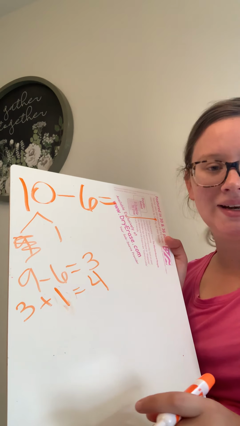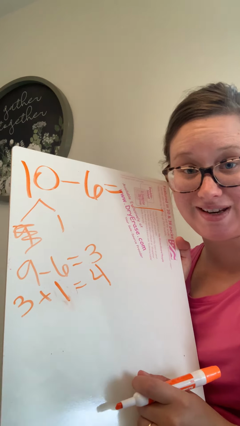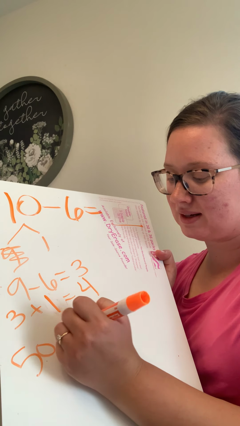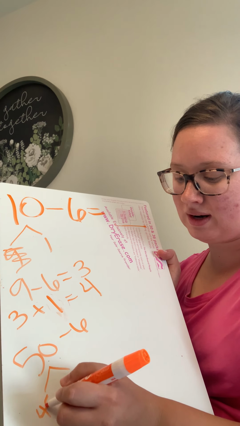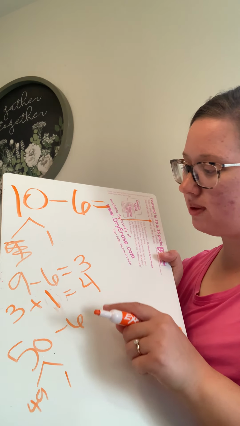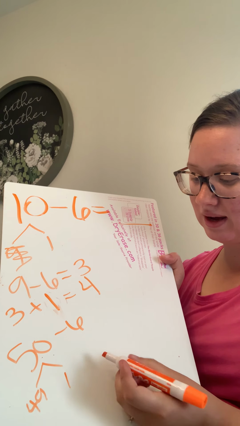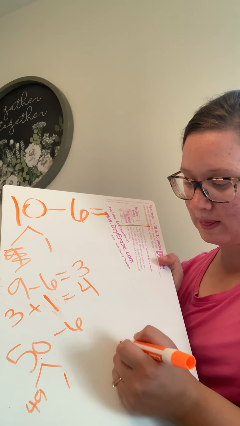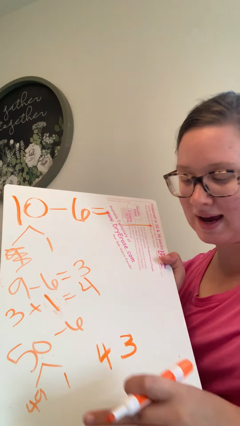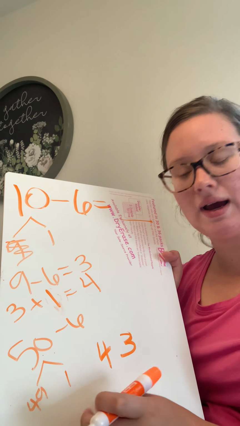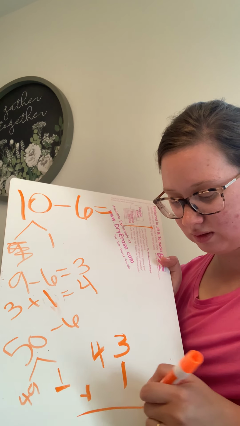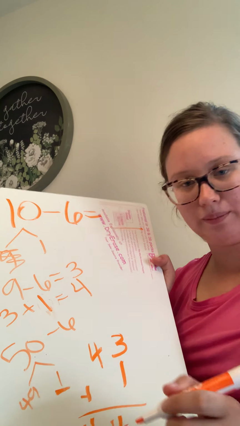So how does 10 minus 6 help me solve 50 minus 6? Well, if I did the same thing, 50 minus 6, I know that if I had 49 here and 1 here, I can do the same strategy. So my ones place is going to be the same. I'm going to get a 3 in my ones place, and I have 40 in my tens place because it's no longer 10, it's 50 or 49. And I just need to add my 1 here, 44.